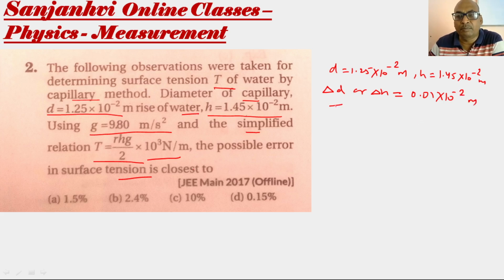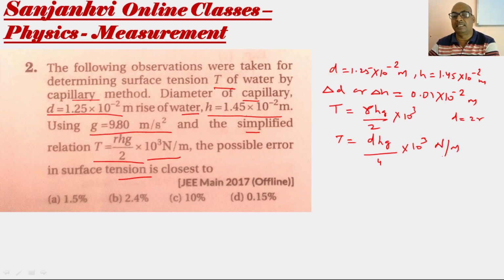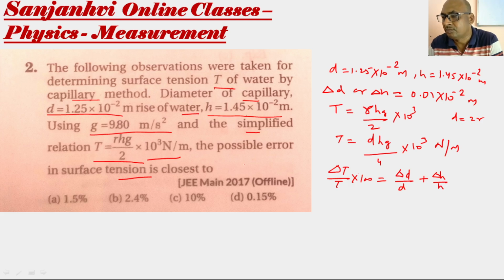Now the tension T is equal to r h g by 2 into 10 power of cube Newton per meter. We are given D, we are not given r. In place of r, we know that D is equal to 2r. So we can make it as T is equal to D h g by 4 into 10 power of cube Newton per meter. g is constant here, 4 is constant, all the numerical numbers are constant. So we can take delta T by T into 100 is equal to delta D by D plus delta h by h, and that too into 100. Now we will be solving it.